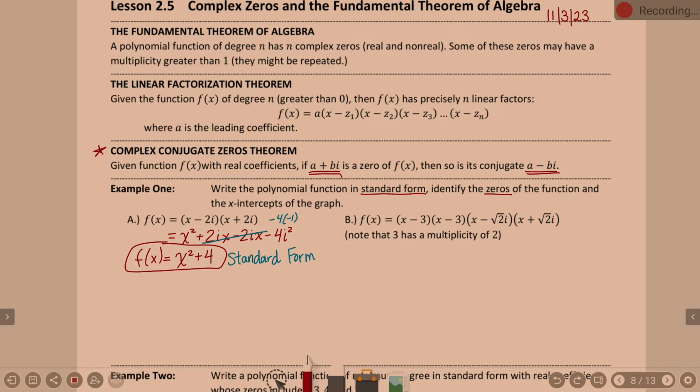So one option is you can set this equal to 0, yes? x squared plus 4 equals 0. If we want to do it that way, I have kind of an easier option if you want, but x squared plus 4 equals 0. Subtract the 4 over, right? x squared equals negative 4. And then we take the square root. What's the square root of negative 4?